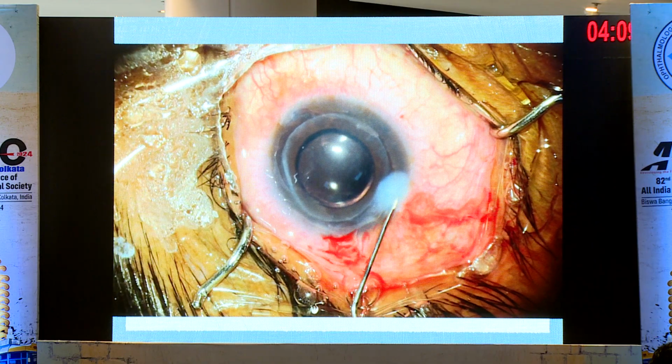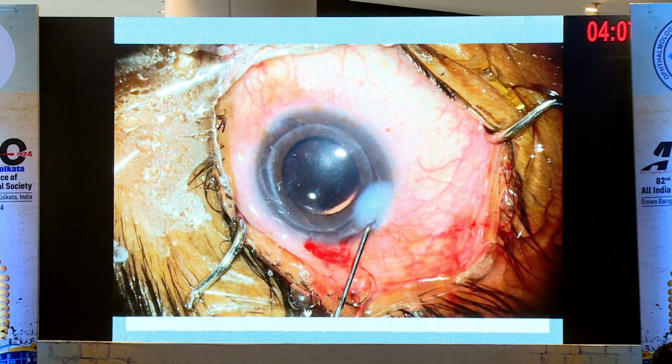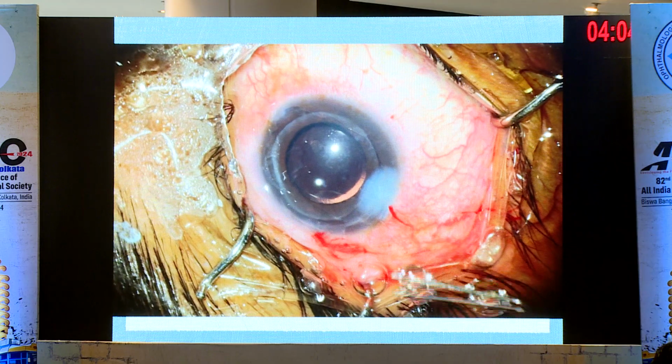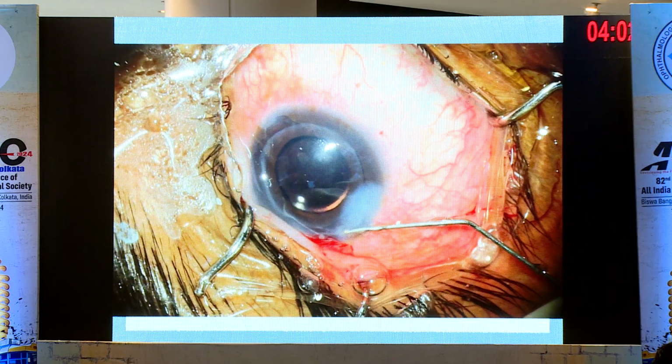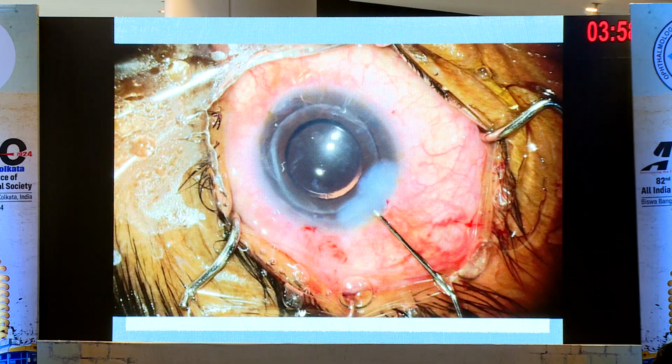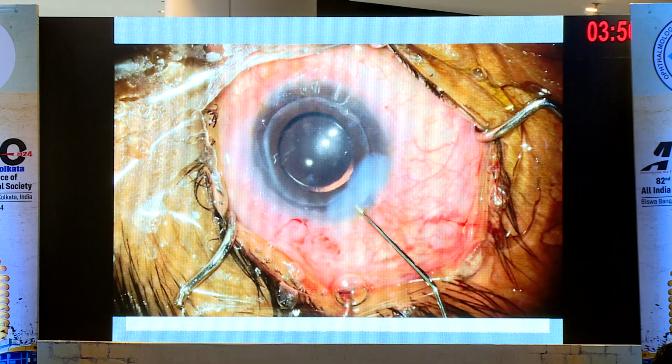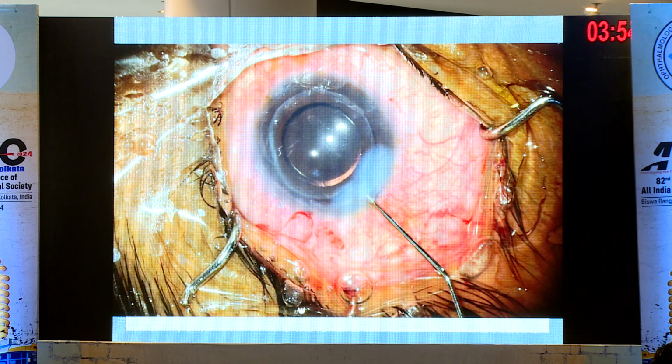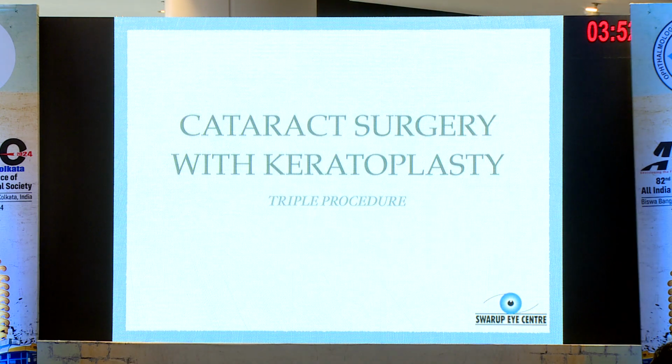And the second thing is the IOL power. Like I said, always choose a slightly myopic power, because the shape of the DSEK lenticule is like a concave lens, and it will induce about 1 to 1.5 diopters of hyperopic shift. So that's about cataract surgery in a patient who's already had a DSEK.